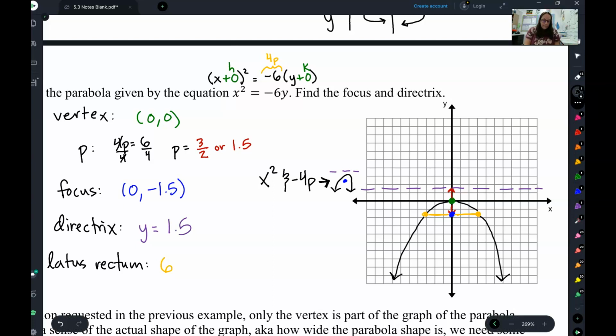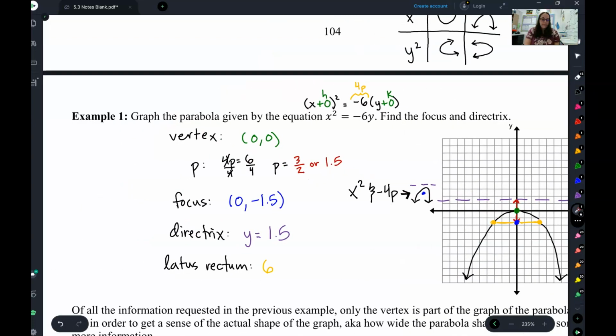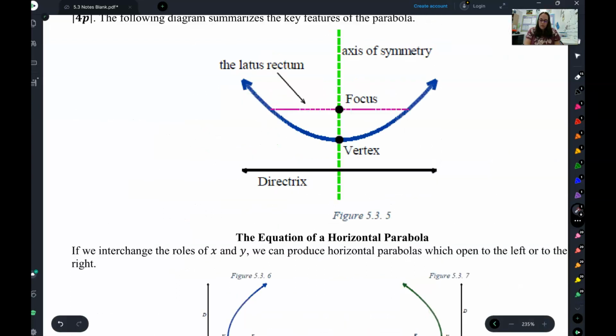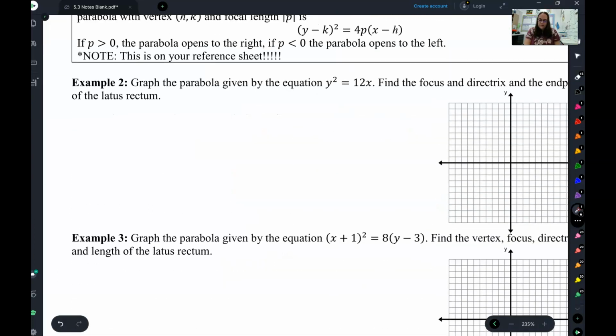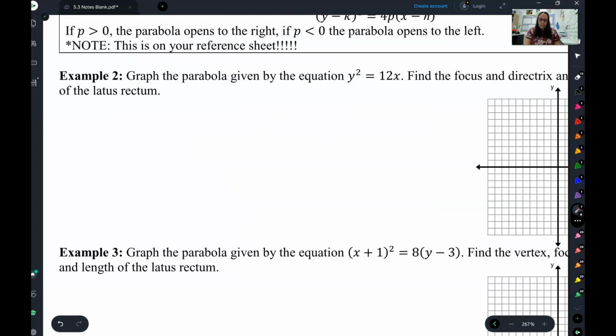And there you go. You have graphed your first parabola. We labeled all the things we needed to. We graphed all the things we needed to, and you are done. So with that in mind, let's try another one. Let's skip forward to example 2. Now that you've practiced one, I would like you to try this one.